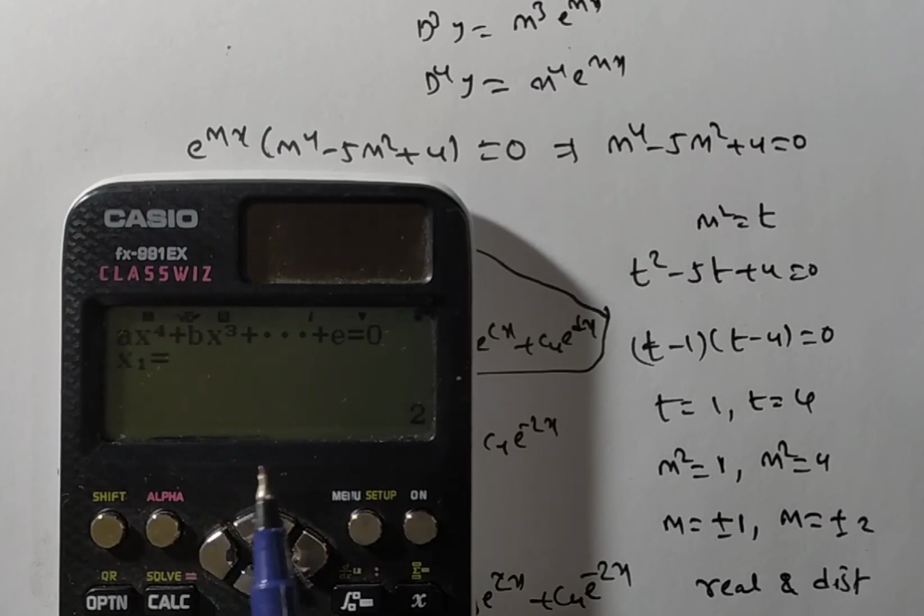Now you see x1 = 2. Next, x2 = 1. x3 = −1. x4 = −2. That's it. You got the 4 roots, or not? Yes. So by using the calculator you can do like this.